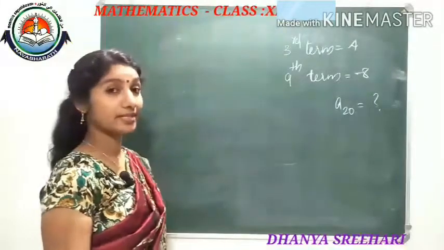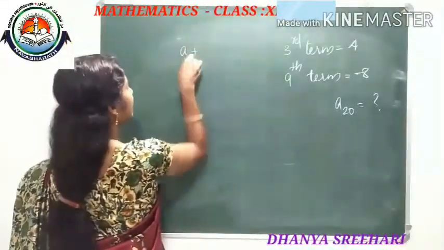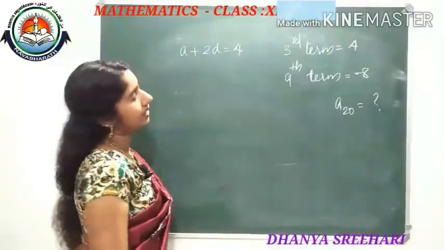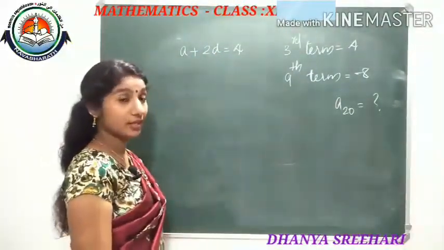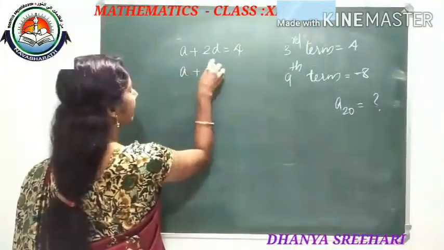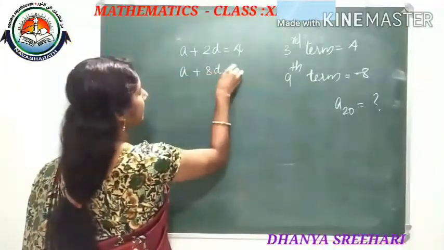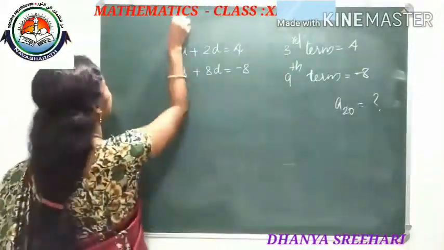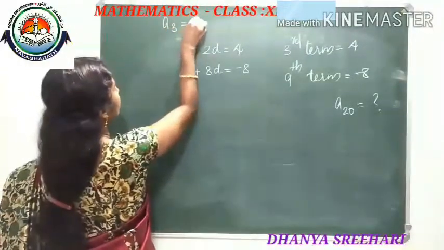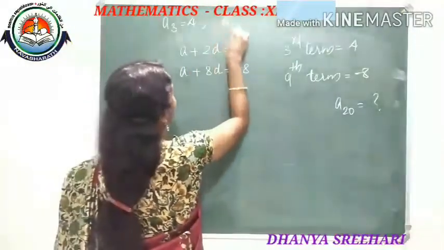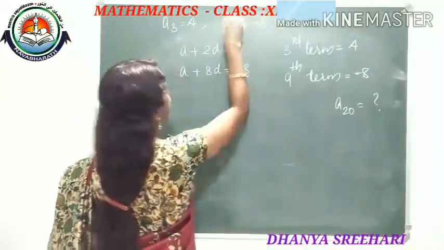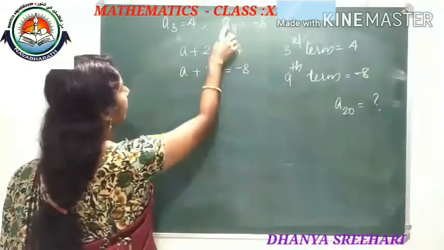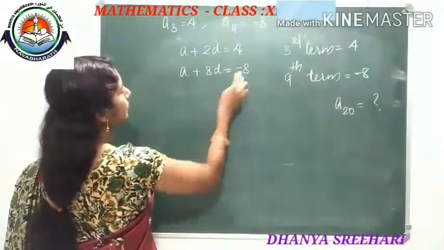Third term is 4, means we will do A plus 2D is equal to 4. Ninth term is minus 8, means A plus 8D is equal to minus 8. While reading this statement, you need to write: given A3 is equal to 4 and A9 is equal to minus 8. A3 means A plus 2D equal to 4. A9 means A plus 8D is equal to minus 8.